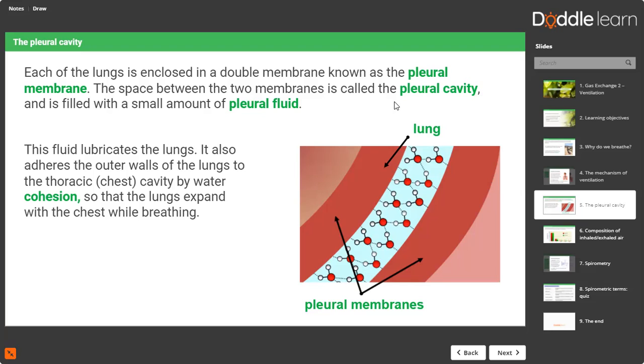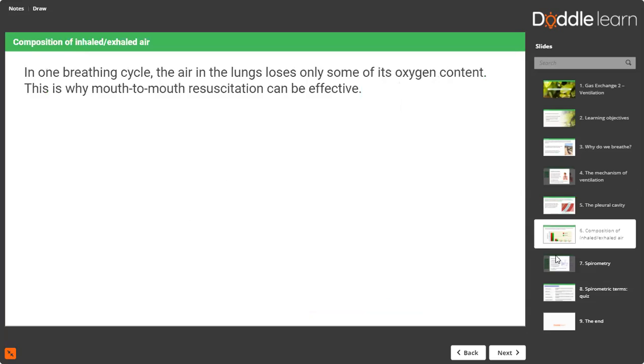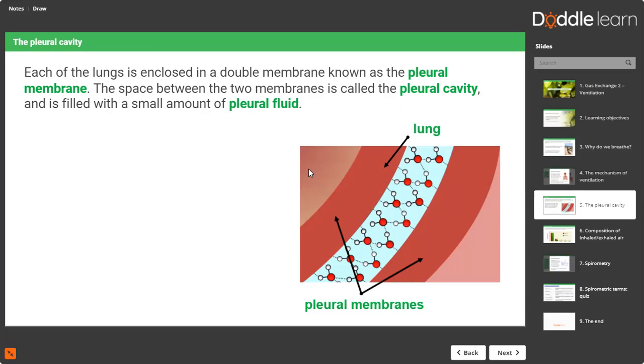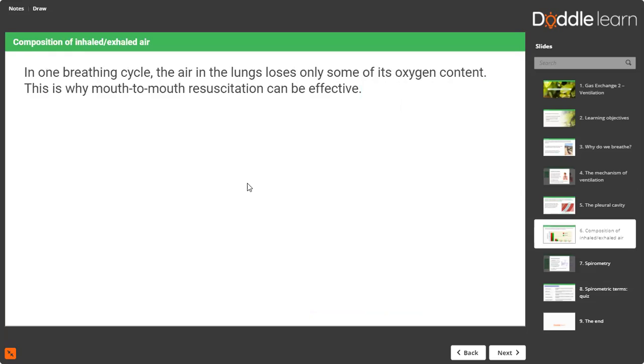So the lungs, because of this electronegativity of water, the polarity of it, we can have that movement happening. So in one breathing cycle, the air in our lungs loses only some of its oxygen content. And so this is why mouth-to-mouth resuscitation can be effective.